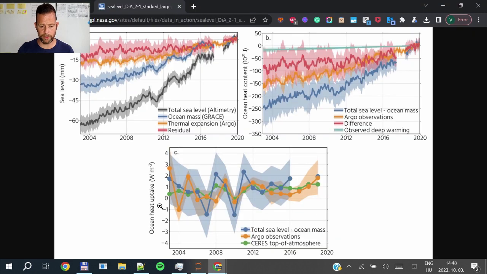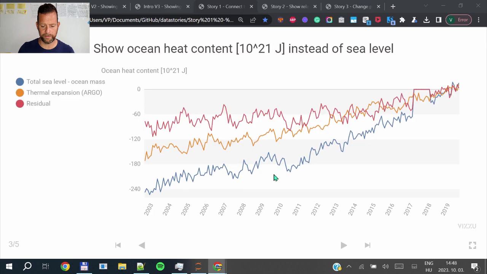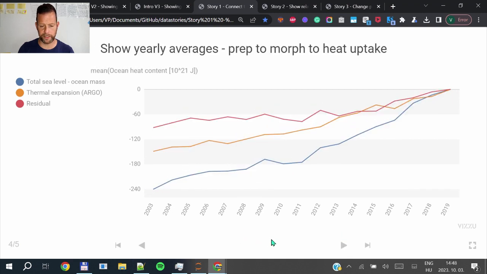Now, moving over to the ocean heat uptake can be a little challenging, because as you can see here, we have one data point for each month, and here we only have one data point for each year. So first we have to again morph, still keeping the ocean heat content on the chart, to a yearly average, which we can do using ipyvizzu, and then we have the chance to change the data that is shown on the chart to the ocean heat uptake.